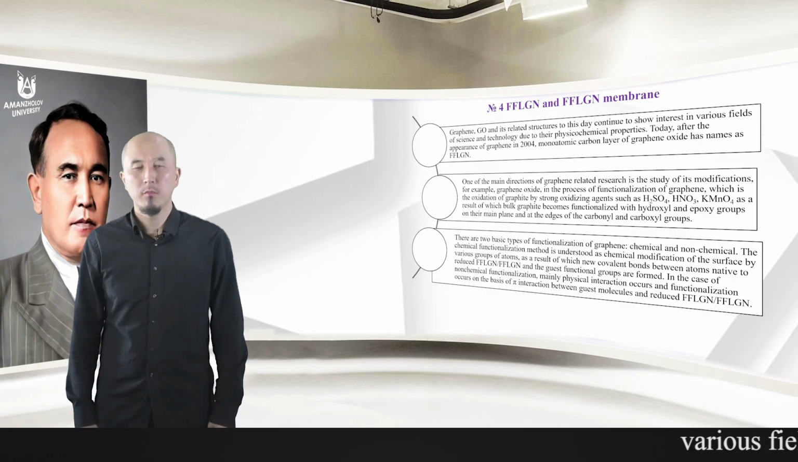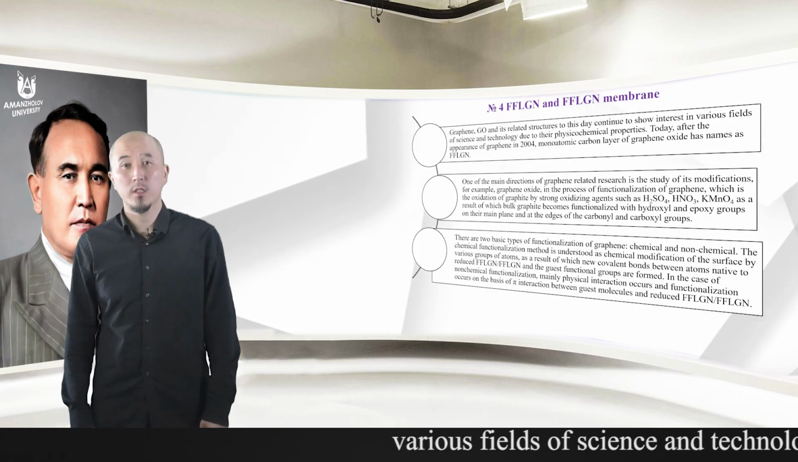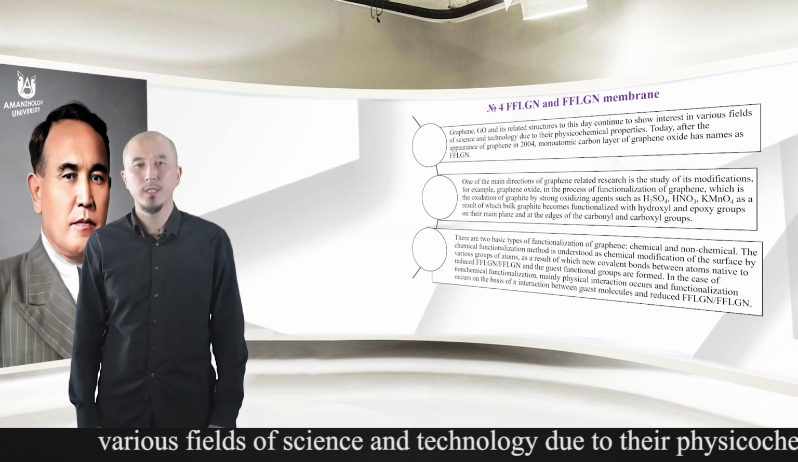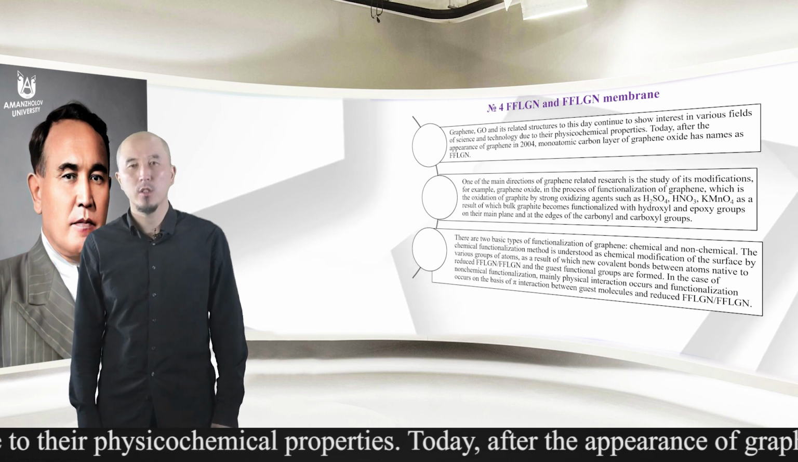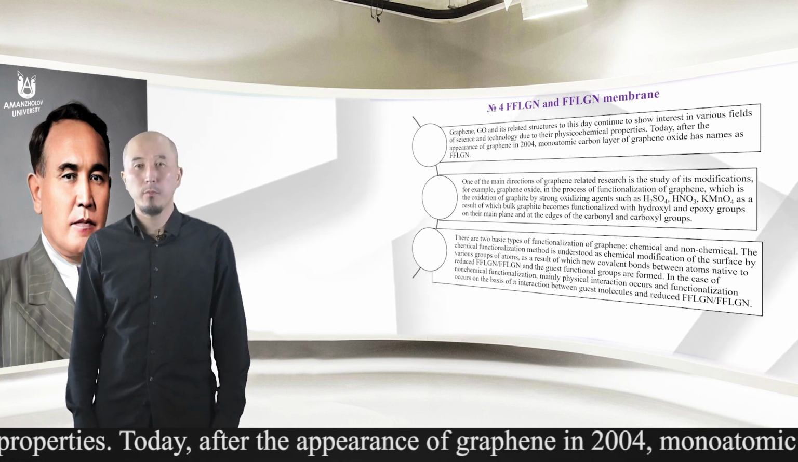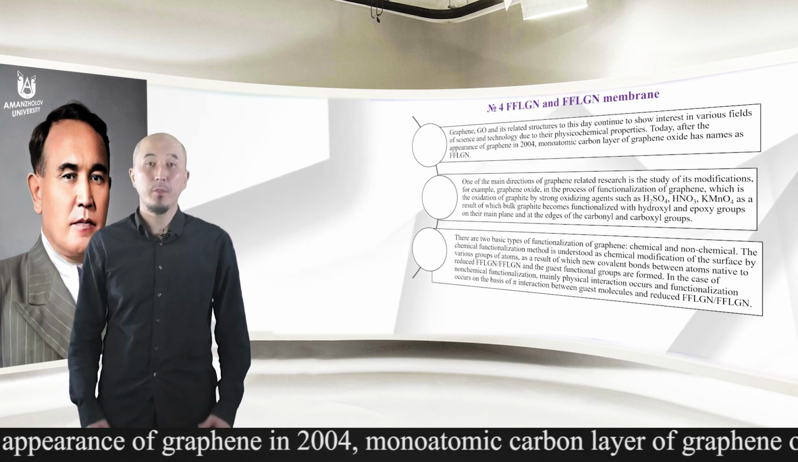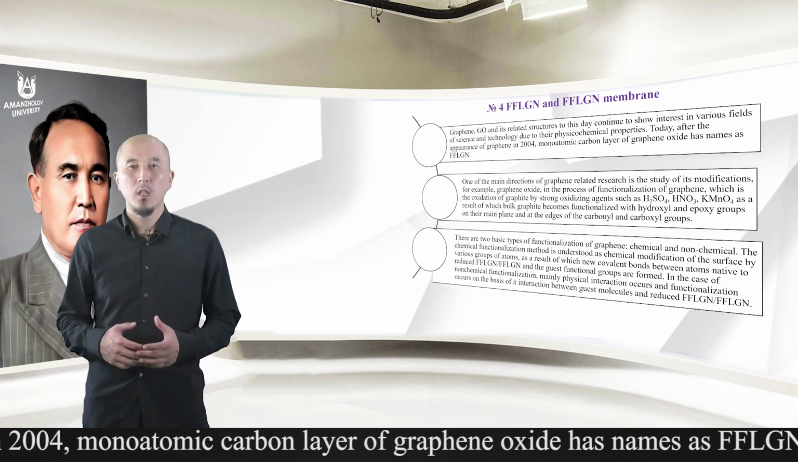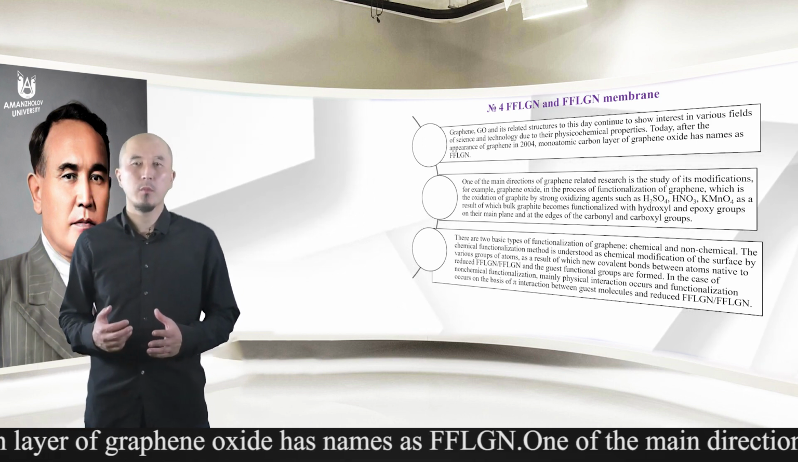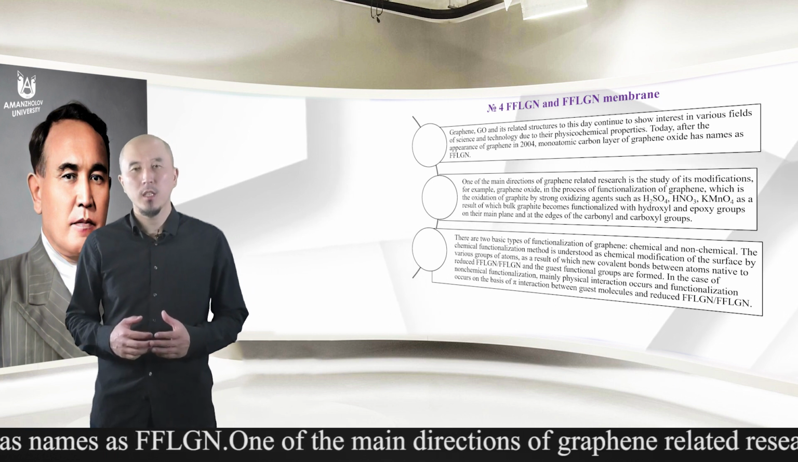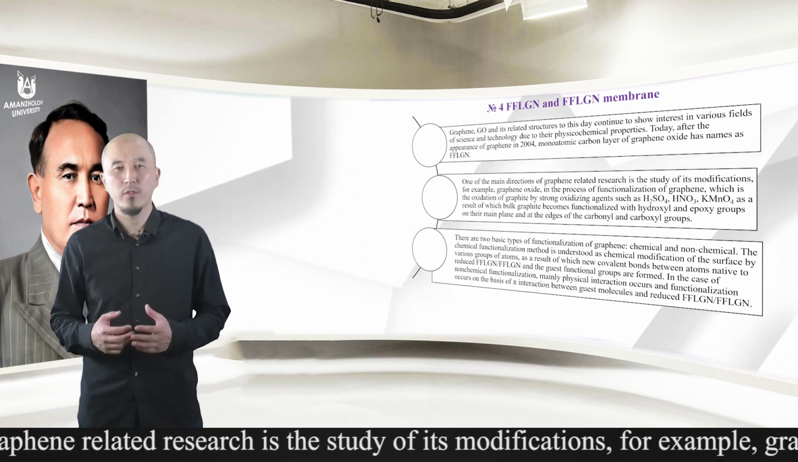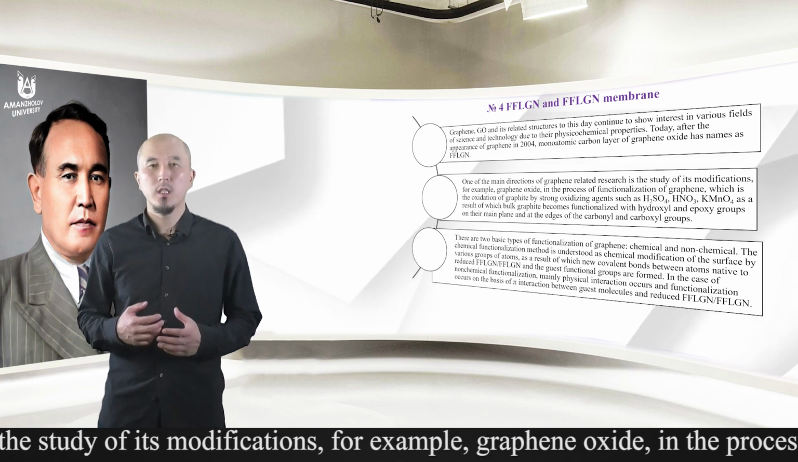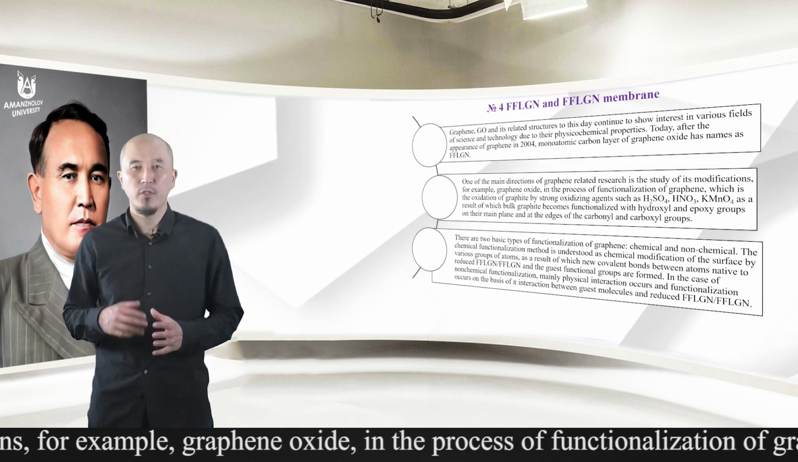FFLGN and FFLGN membrane, graphene oxide and its related structures to this day continue to show interest in various fields of science and technology due to their physical-chemical properties. Today, after the appearance of graphene in 2004, the monoatomic carbon layer of graphene oxide has been named FFLGN. One of the main directions of graphene-related research is the study of its modifications.